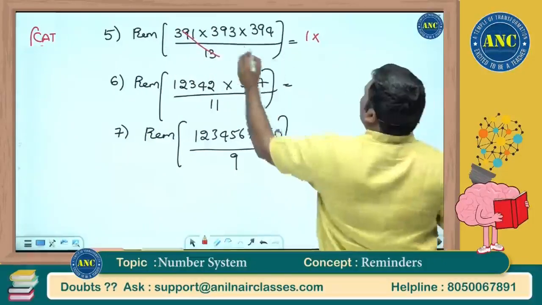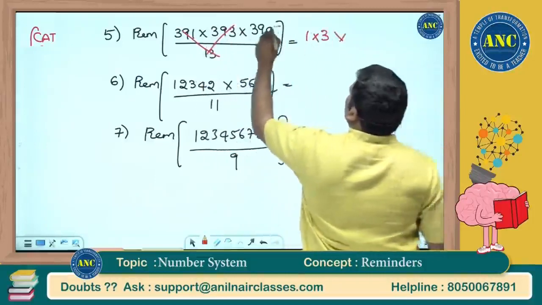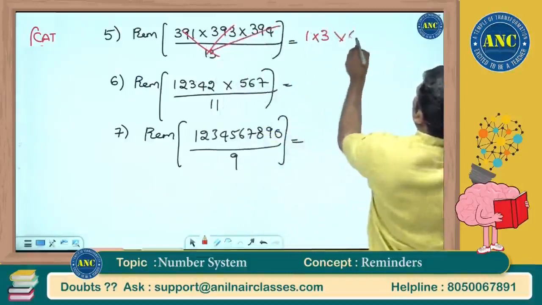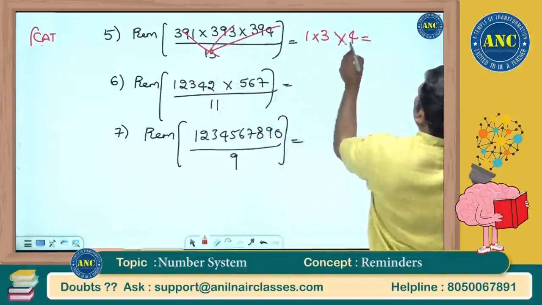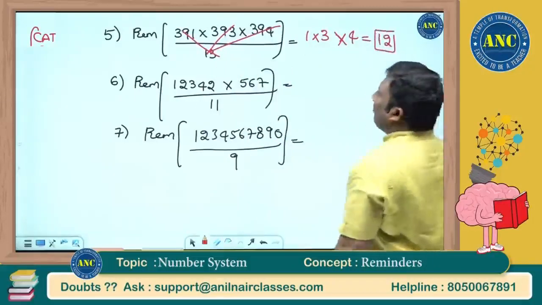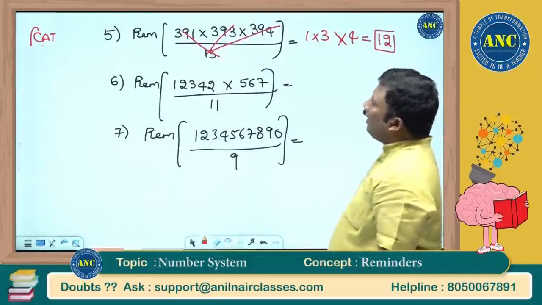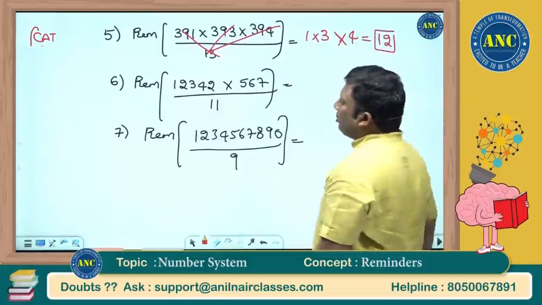Remaining it is 1. 13 30s are 390, remaining it is 3. 13 30s are 390, remaining it is 4. 1 into 3 into 4. Answer for this question is 12. Answer for the first question. Fifth one, it is nothing but 12. Answer for the fifth question is nothing but 12.